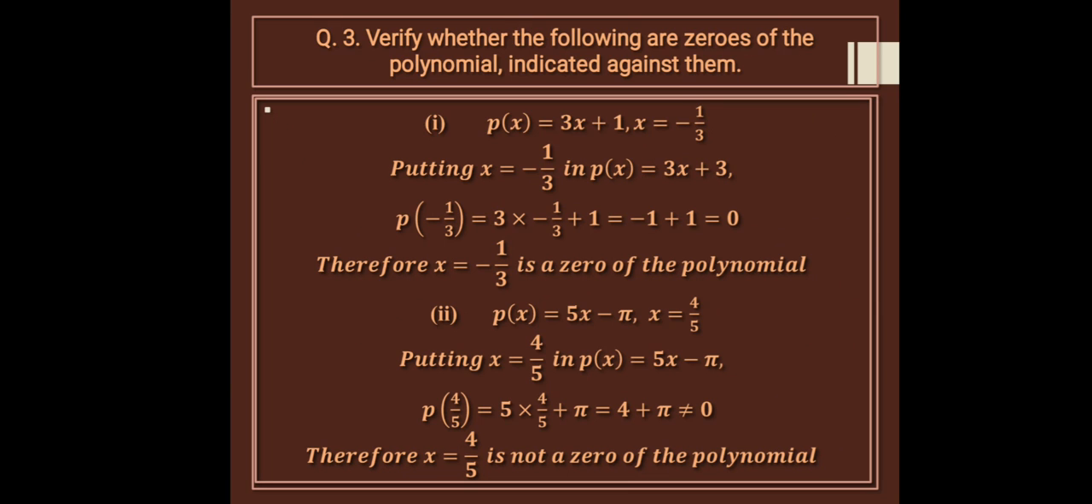And second, when the value of x equal to 4 upon 5. So here 5x means 5 into 4 upon 5, that is equal to 4, then 4 plus pi. So it is not equal to 0. So x equal to 4 upon 5 is not a zero of the polynomial.